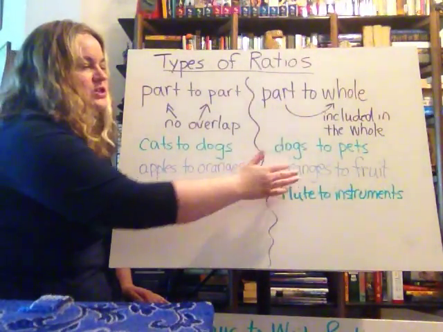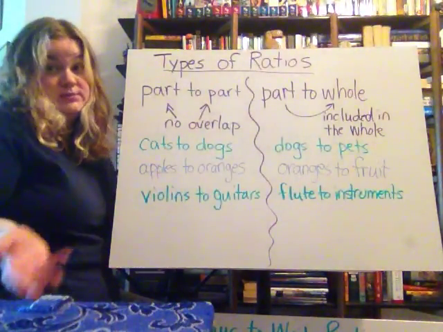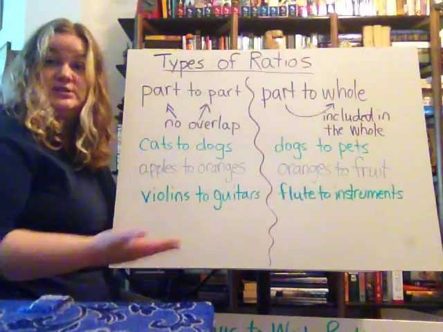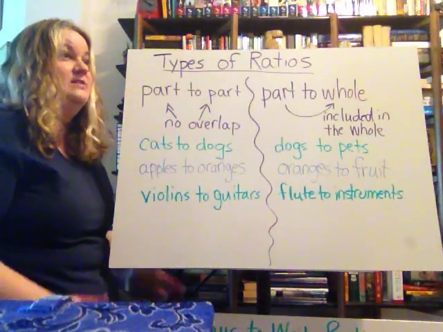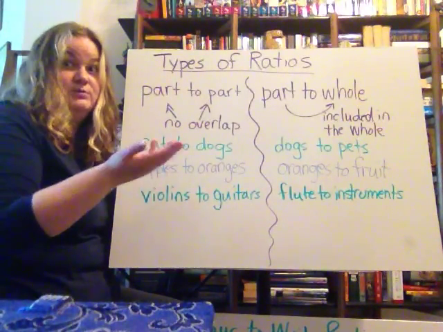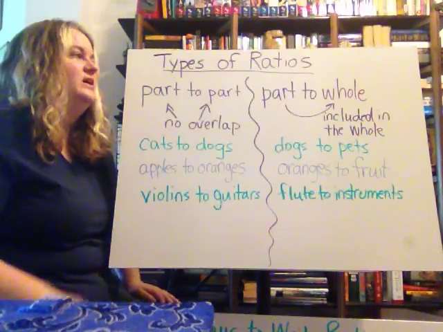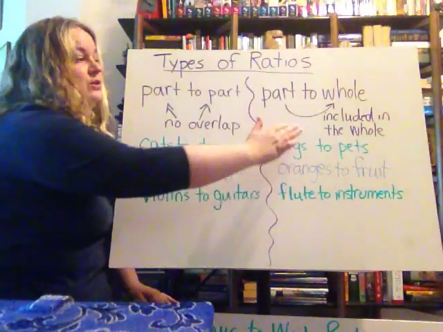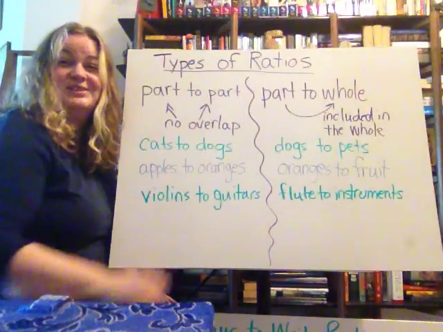Okay? Or oranges to fruit, because oranges are a type of fruit. Or flute to instruments, because flutes are a type of instrument. Or we could say, for instance, Rays fans to sports fans, because Rays fans would be sports fans. And so as you take a look at that, you either have a part to part, where there's no overlap, or a part to whole, where the part is included in the whole.